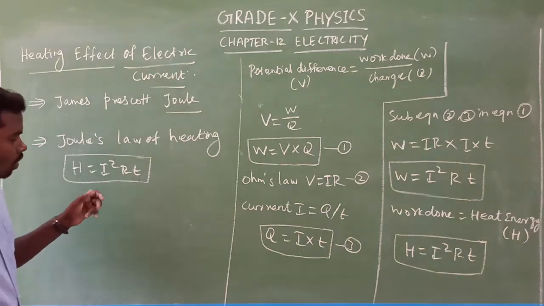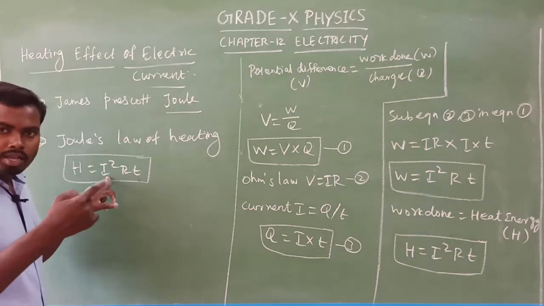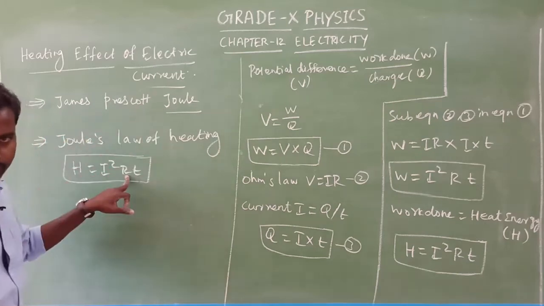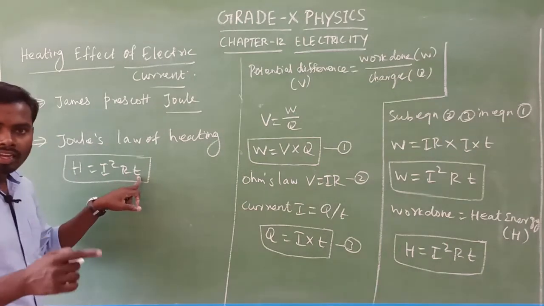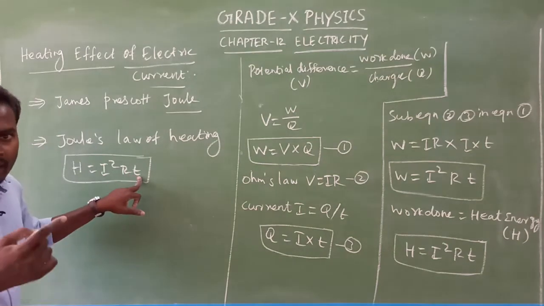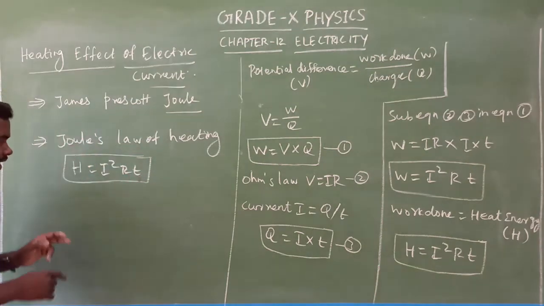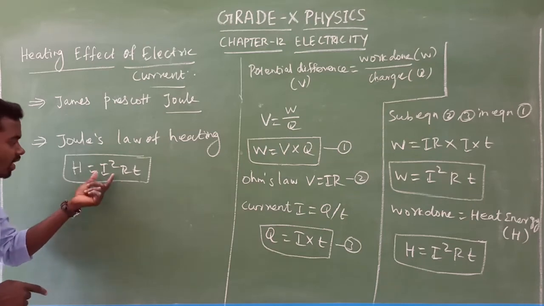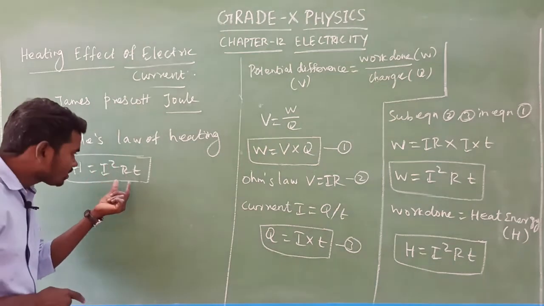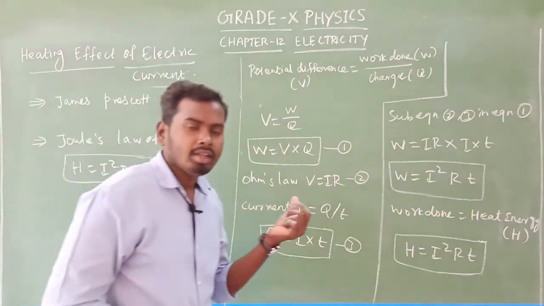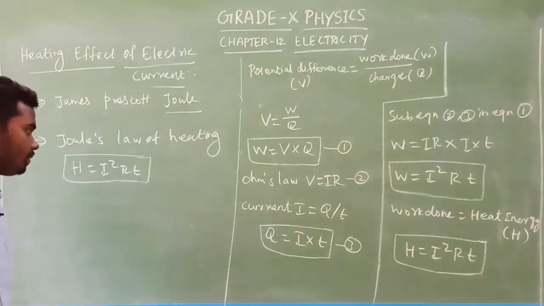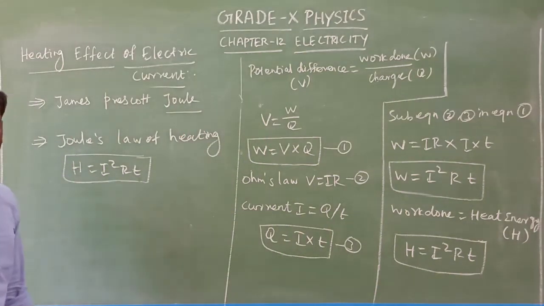When current I is passed through a conductor of resistance R for time t, heat energy is developed. That heat energy is equal to the product of the square of current, resistance and the time. That's all, students. That is called Joule's law of heating. So very easy one, isn't it?